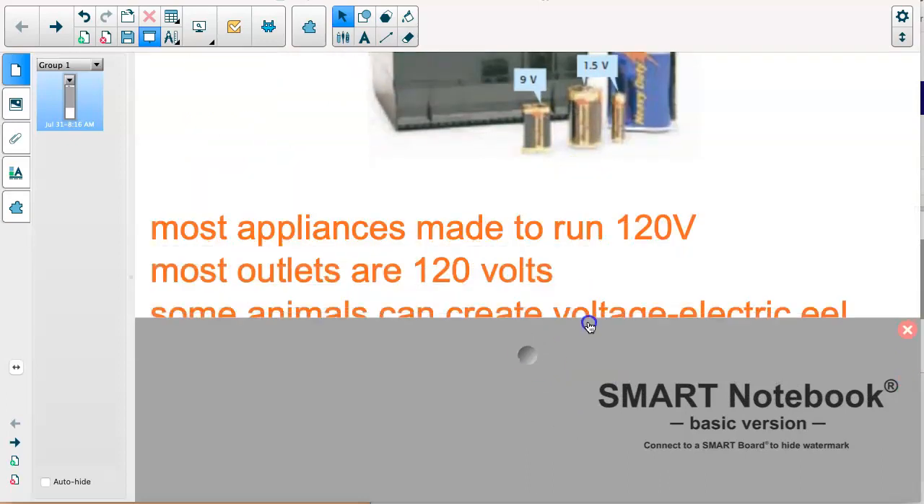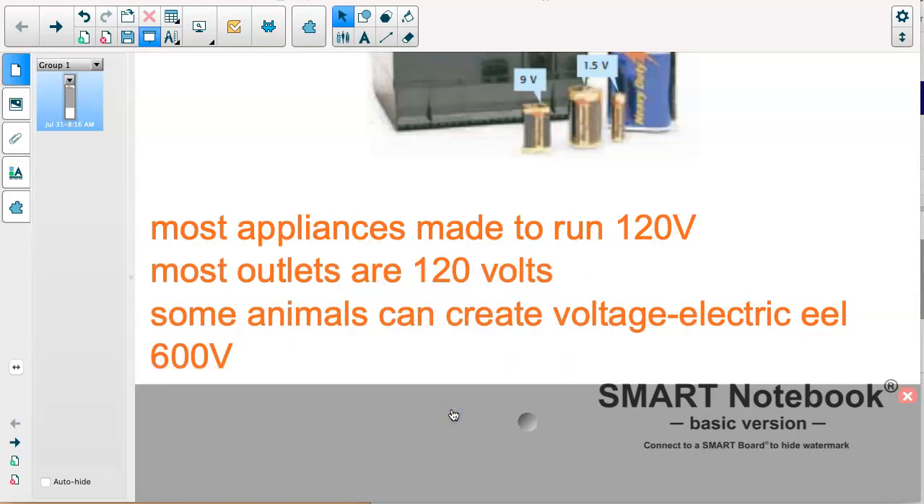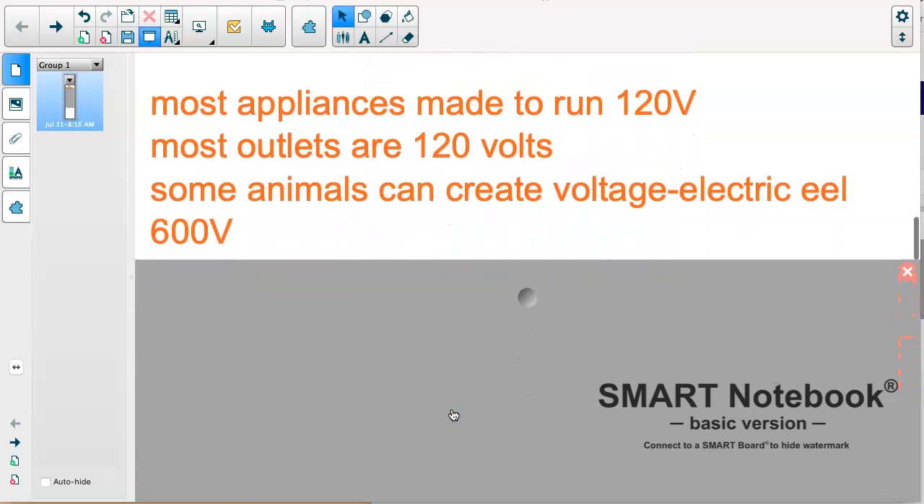Most appliances are made to run on 120 volts. If you look at the outlets in your house, most of them are 120 volts if it's a normal outlet. Now, it's important to note that things like ovens, your stove, have a completely different plug with a completely different cord. It's different than a normal one because it needs more voltage. And if you try to draw too much from an outlet, it will flip a switch in the breaker box, which we'll talk about as well.